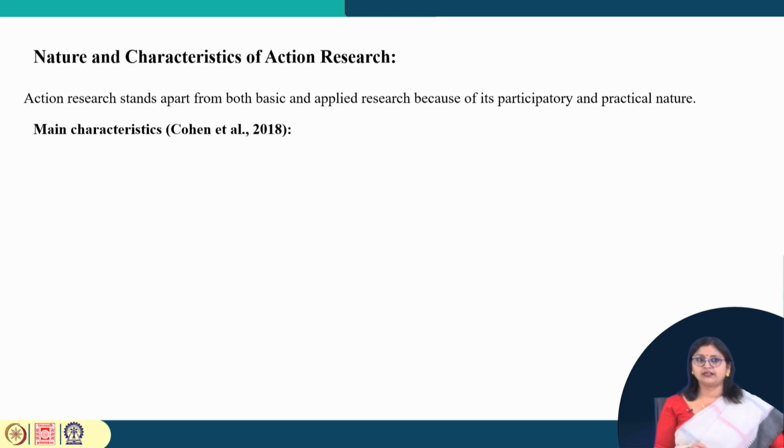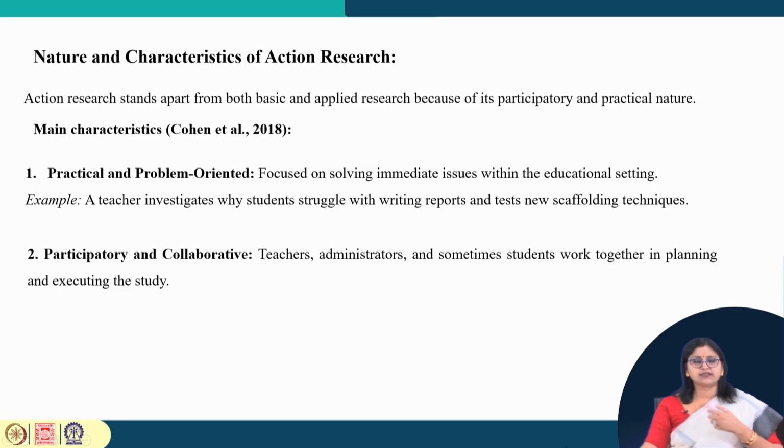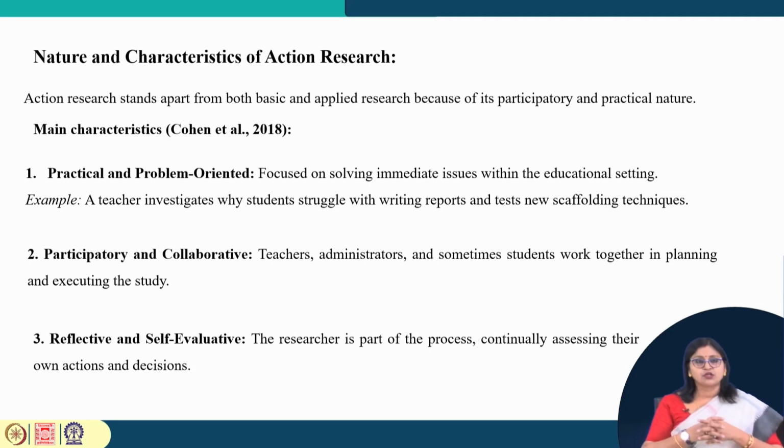The main characteristics, as defined by Cohen in 2018: first, practical and problem oriented, focused on solving immediate problems within the educational setting. For example, a teacher investigates why students struggle with writing a report and tests new scaffolding techniques. Second, participatory and collaborative. Teachers, administrators and sometimes students work together in planning and executing the study. This is the participatory nature of action research.